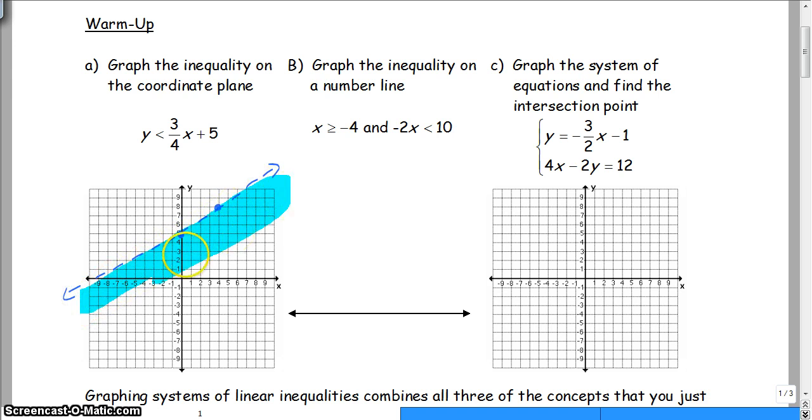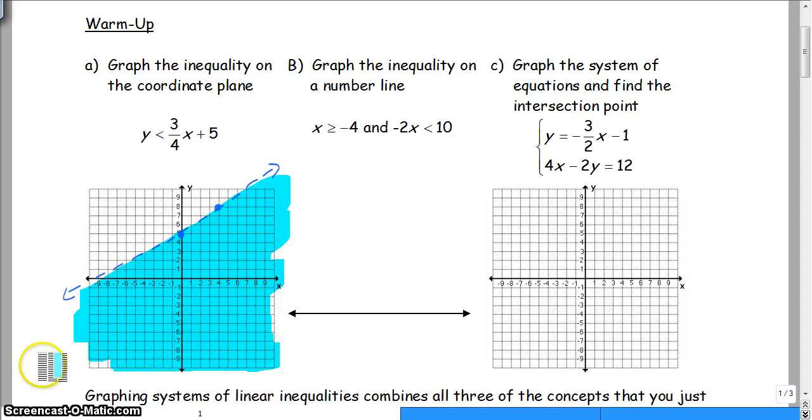Now remember, there's a trick. If you're graphing in standard form and you have to shade, that's where you need the test point. Okay? So that's one topic that we are going to use.